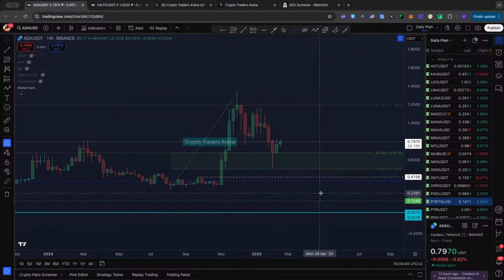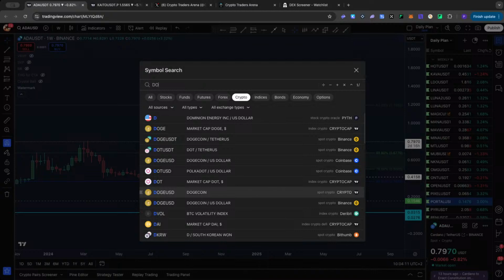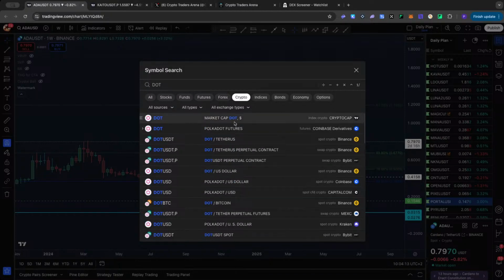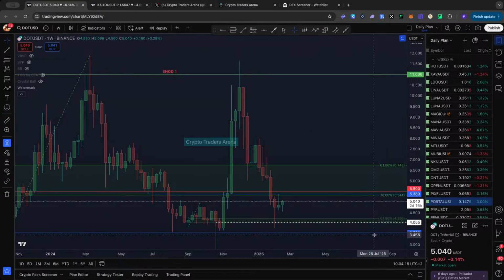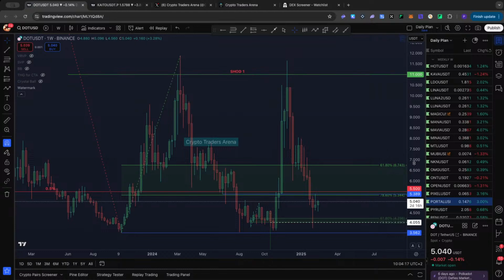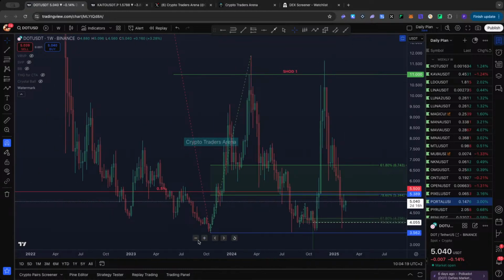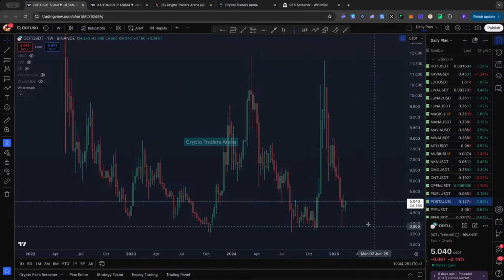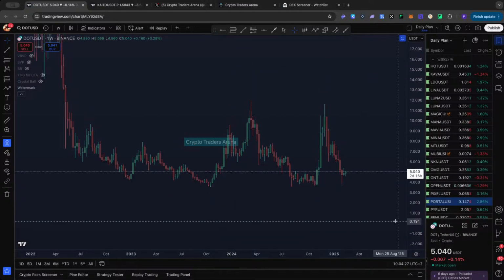Now, let's take a look at the other one. DOT. Let's clean it up. Okay? We bought the lows, we shorted, we hit the short, we bought, we sold half on the double. We have 3 positions. Now let's remove everything and let's look at what we have.